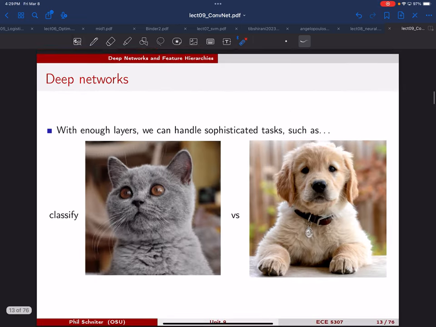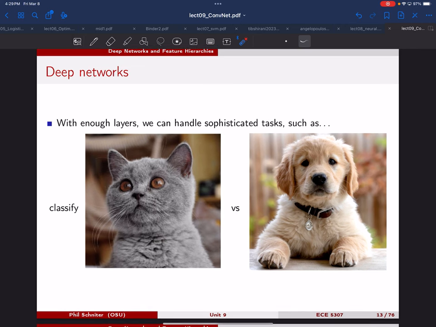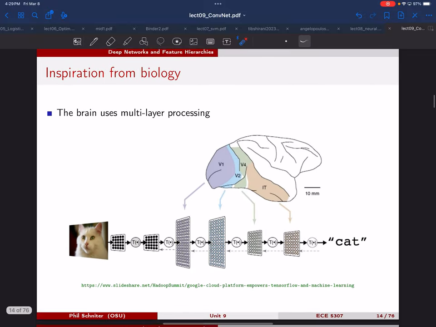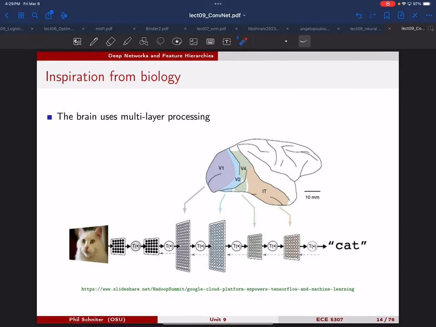So the idea with deep networks is basically you just keep doing this. You just keep adding layers. And maybe you have a lot of hidden nodes too. And eventually you can do really sophisticated tasks like distinguish between images of cats and dogs or whatever you want to do. And this is also how the mammalian brain works as well.